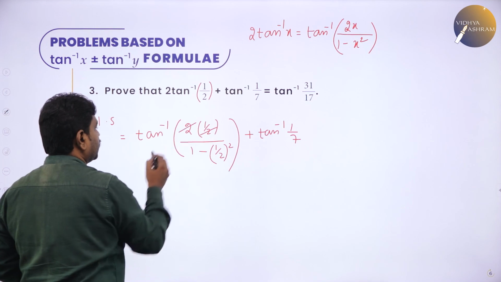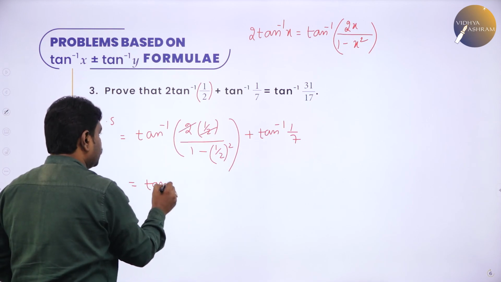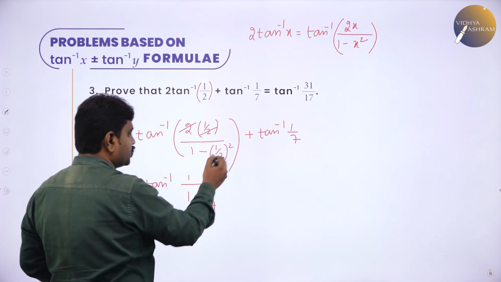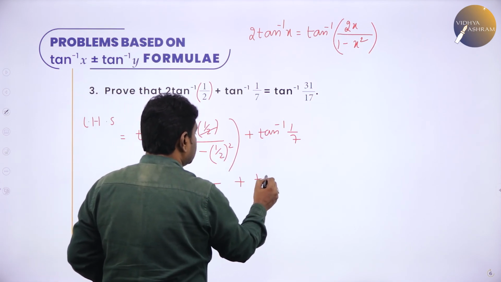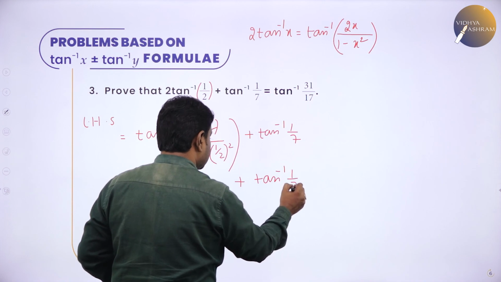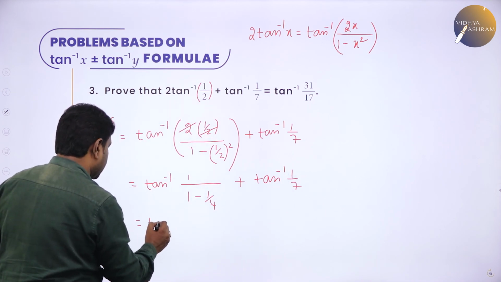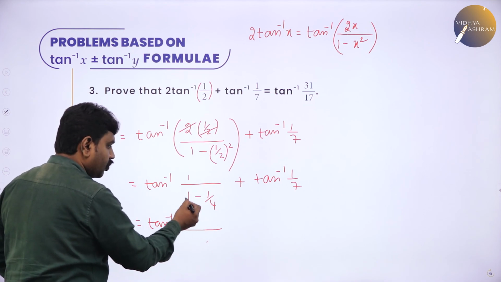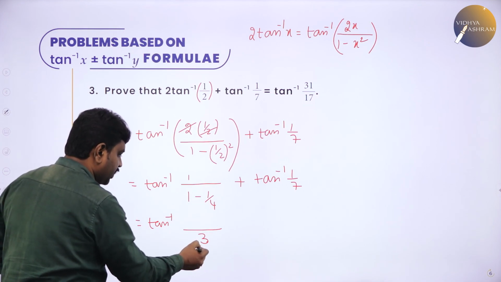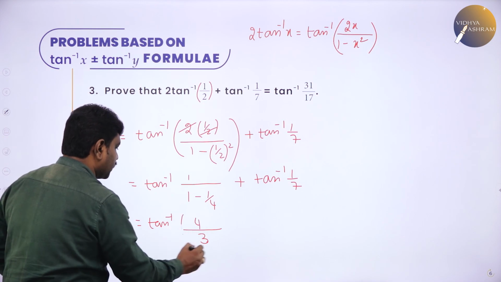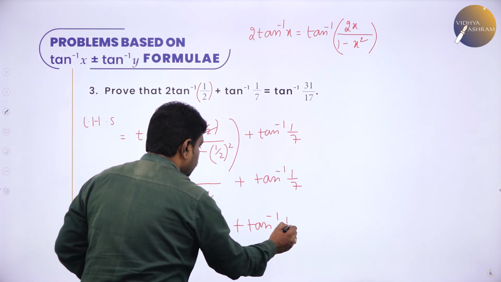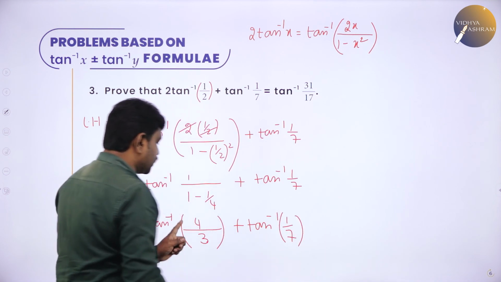Further, these two I can cancel, so I am left with tan inverse 1 in numerator, denominator 1 minus 1 by 4, 1 by 2 the whole square, plus retain this tan inverse 1 by 7 as it is. So now take LCM. When you take LCM, all of you know 4, LCM is 4, 4 ones are 4, minus 1 is 3, 3 by 4 goes up. So it will become tan inverse 4 by 3 plus tan inverse 1 by 7. Now I have two terms. So I can use tan inverse x plus tan inverse y.